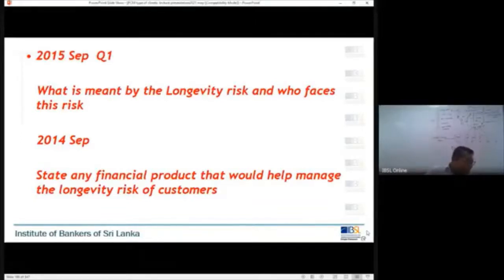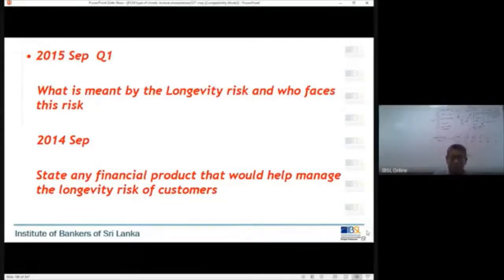What happens to the bank? The bank estimated to pay for 20 years. Now they have to pay 30 years, more than that. So that is the risk faced by the financial institution if you go for such a type of financial instrument. That risk we call longevity risk, right?